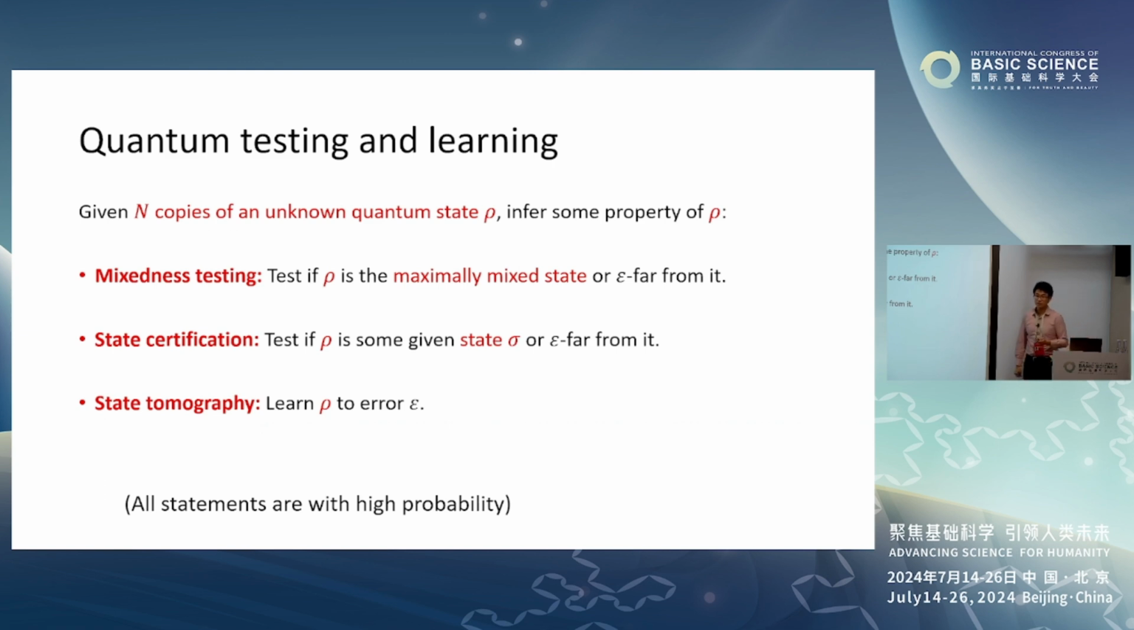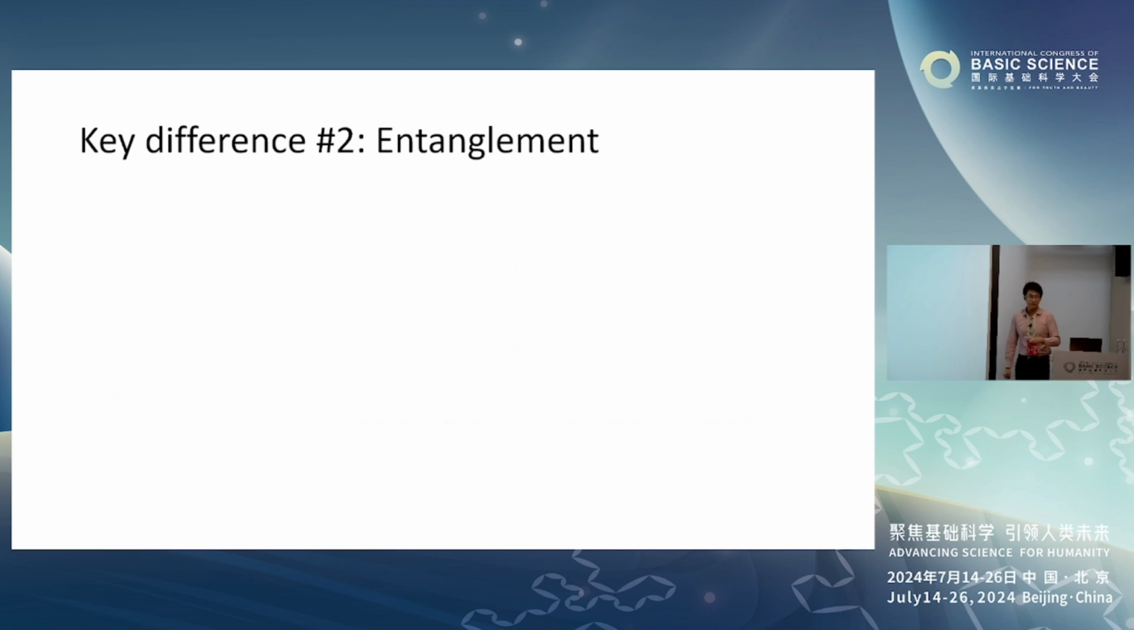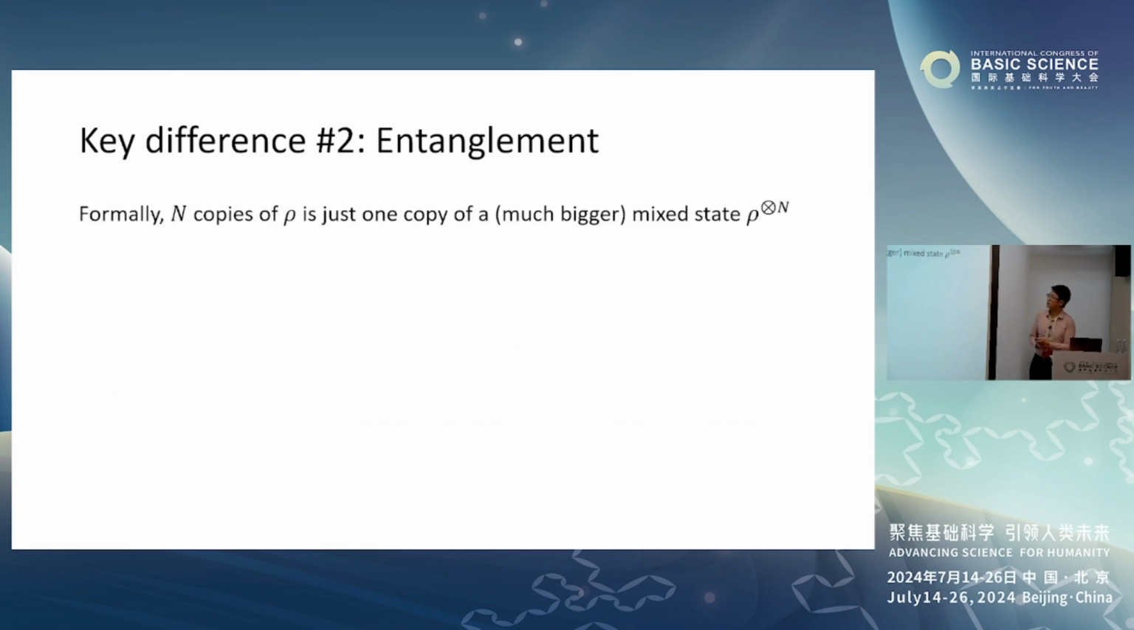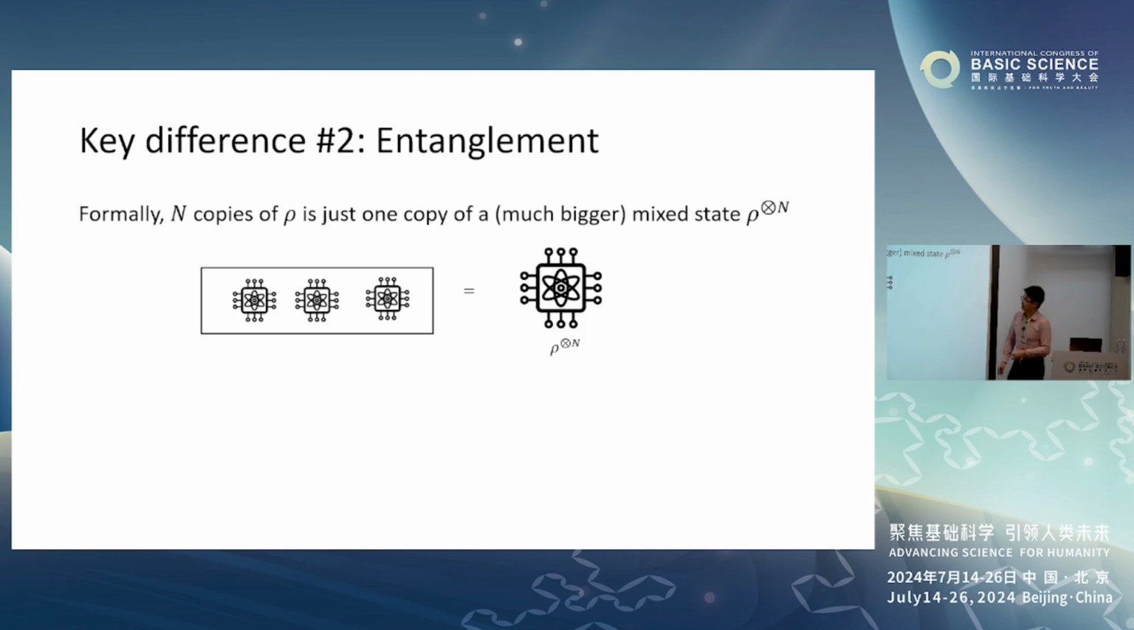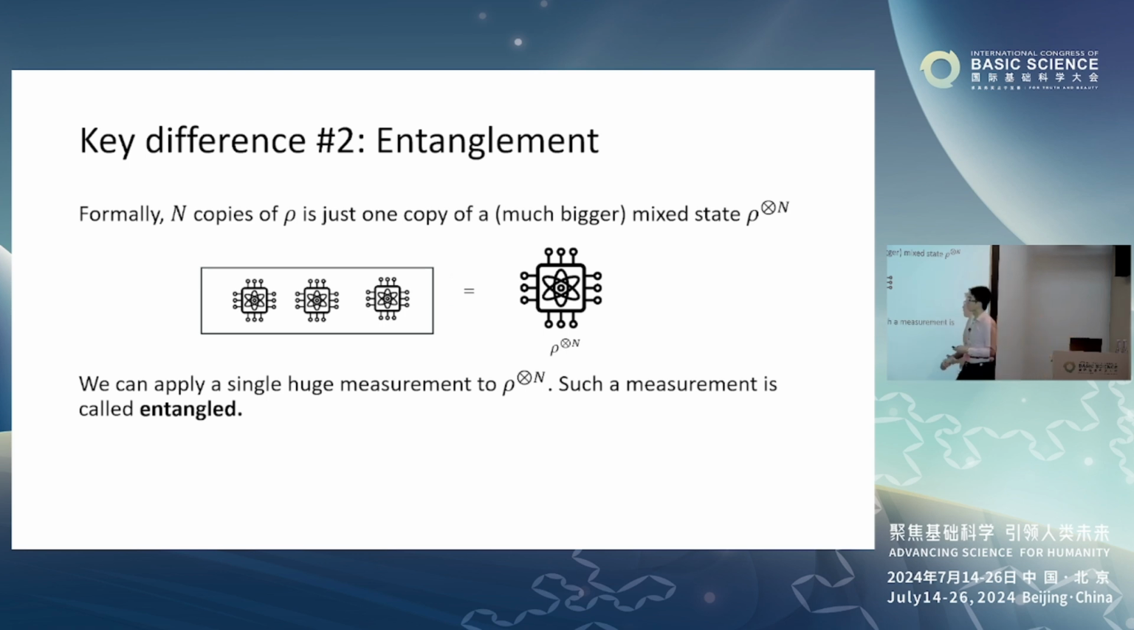Now there's a second key difference between the classical and quantum settings, which is this issue of entanglement. Formally speaking, n copies of a mixed state is just one copy of a much bigger mixed state, this tensor state, rho tensor n. This lives in a much higher dimension, but from a purely mathematical point of view, there's no distinction between the two. So in other words, if I have 3 copies of a state or n copies of a state, this is just one copy of a bigger state. And one important thing is that rather than measuring each individual copy of rho one at a time with their own measurements, I can apply one joint measurement to this entire mixed state all at once. Such a measurement is called entangled, and it turns out that they're very powerful.